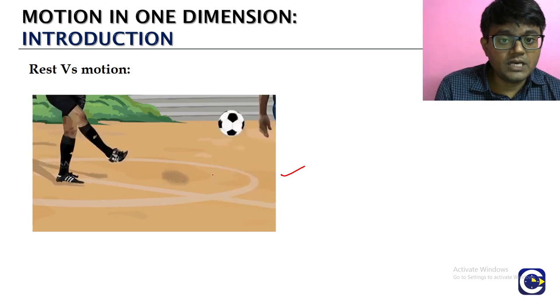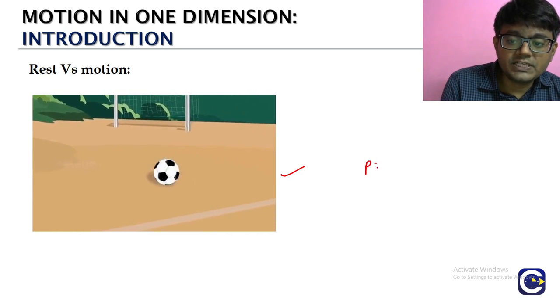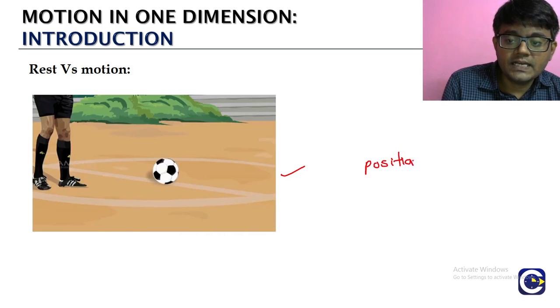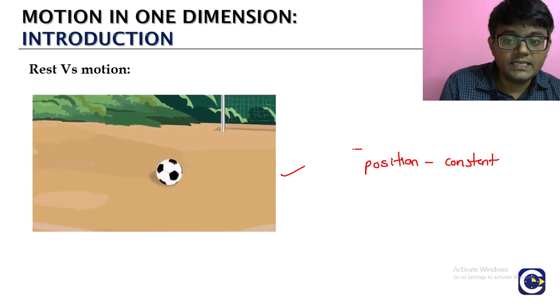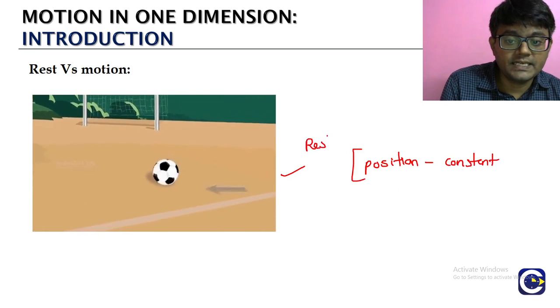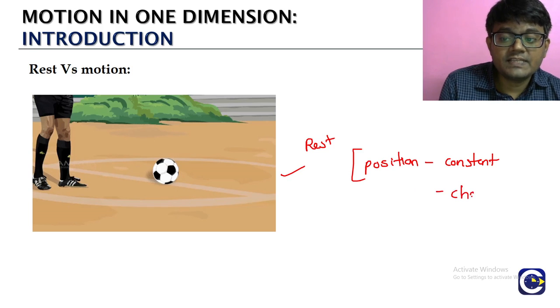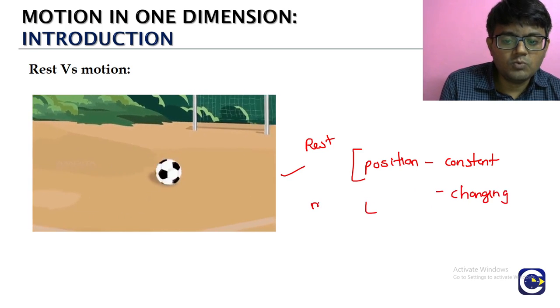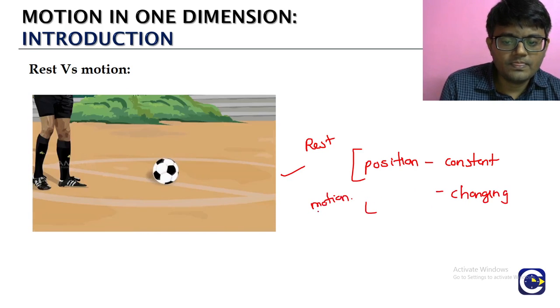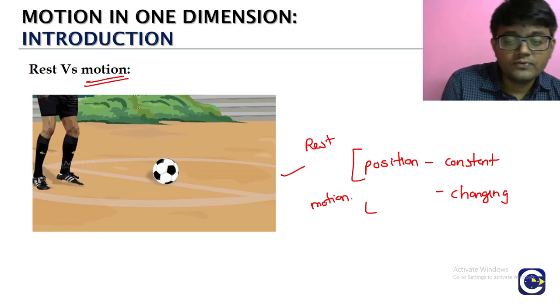whenever we observe any object, if its position is remaining constant, or in other words not changing with respect to time, then we will say that particular object is at rest. And if its position is changing with respect to time, then we will say that it is in motion. So in this chapter we are going to be discussing the concept of motion.